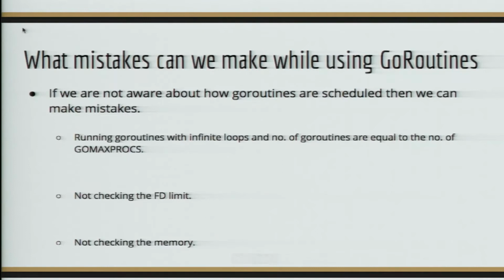So these are the mistakes we can make while using Go routines. Mainly two: not checking the file descriptor limit while creating a lot of Go routines, which you should check if the Go routines are opening files, and also memory consumption when your Go routines are allocating a lot of huge slices and all.